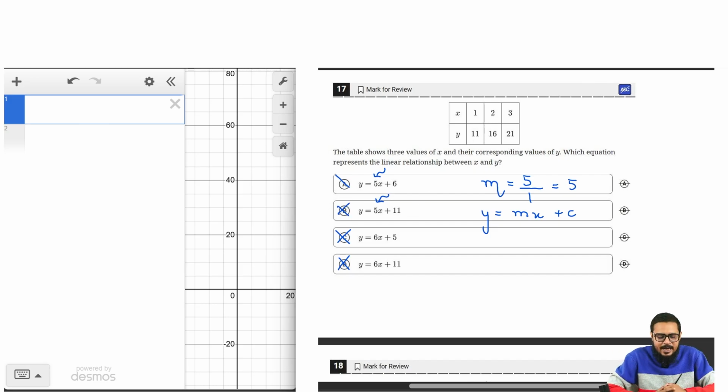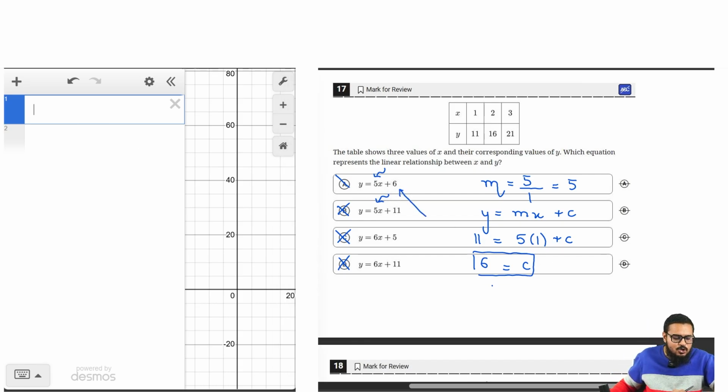But if you want to create the complete equation, you know the value of your gradient, you can just use any random coordinate, for example x 1 and y 11, and substitute it in this standard form. So y is 11 and m is what? That's 5 and x is 1 and plus c. So this is 5 times 1 is 5. If you subtract 5 on both sides, you will get the value of c as 11 minus 5, which is 6. So that's your equation. y equals 5x plus c, which comes out as 6. That's 6 written over here.